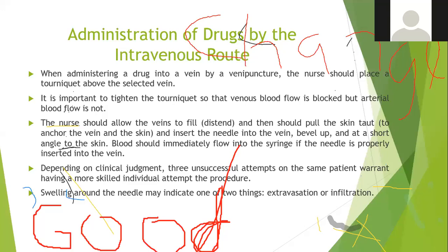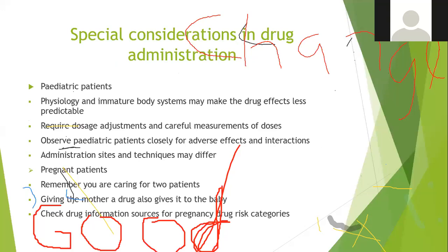There are some special considerations when you're administering drugs. There are some important people that you have to consider. The first set of people are the pediatric patients, I mean, the little children. You have to consider them because physiologically, their body system is not mature, which may make the drug effect less predictable. Also, pediatric patients require dosage adjustment, whereby you need to calculate and carefully measure the doses. Also, you have to observe pediatric patients closely for adverse effects and drug interactions. Then the administration sites and the techniques you use to administer drugs may differ.